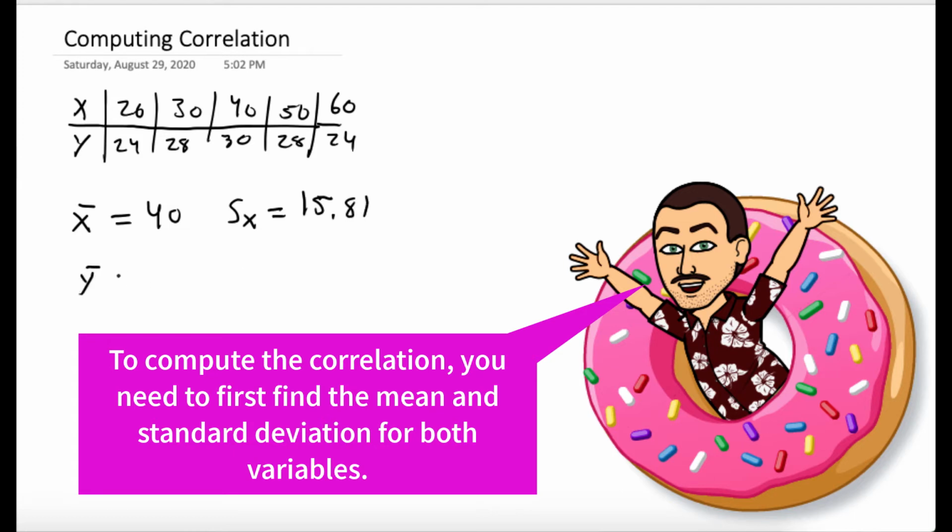And similarly for Y, the mean was 26.2, which happens to be the number of miles in a marathon, if you were wondering. And the standard deviation was 2.68.